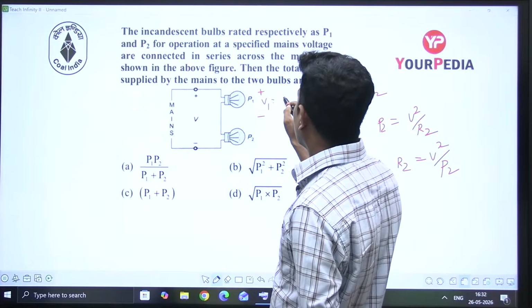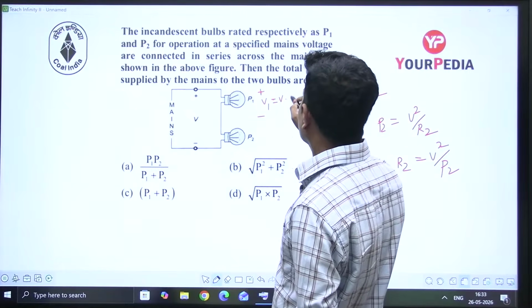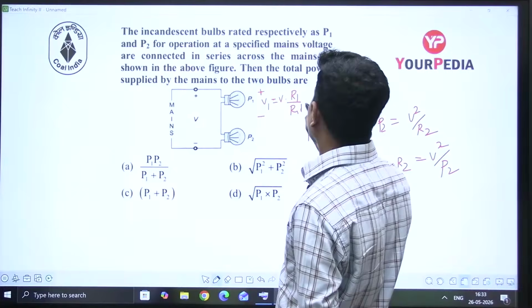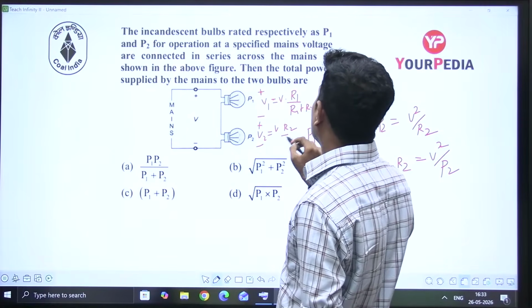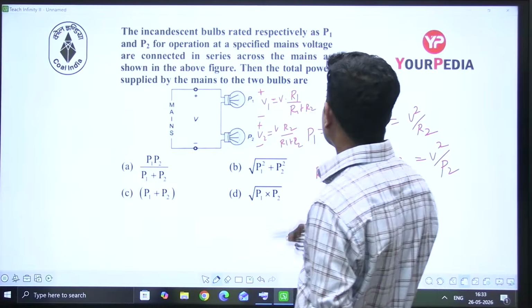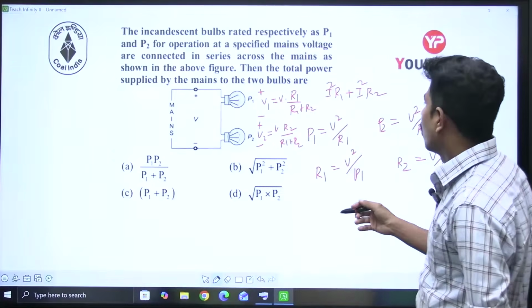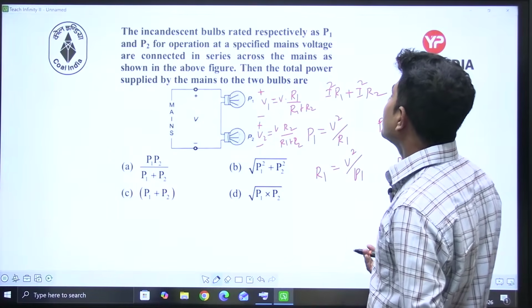What is the voltage here? V1. What is V1? V into R1 by R1 plus R2. What is the voltage here? V2. What is that? V into R2 by R1 plus R2. Right? Now, let's apply the formula V square by R.